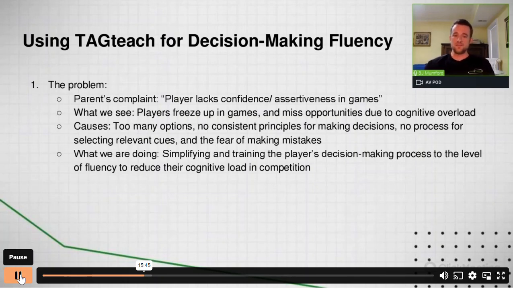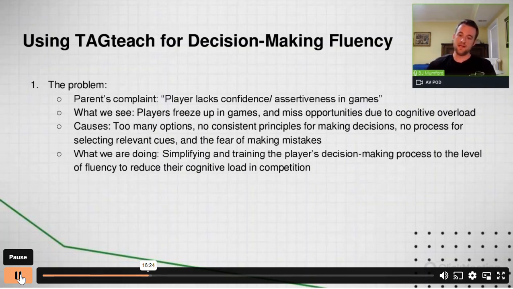So what we're doing is really trying to simplify the training of the player's decision-making process. We're trying to automate it in some ways to the level of fluency to really reduce their cognitive load in competition. Simplifying the decision so it can happen almost unconsciously allows their cognitive load to decrease, and they feel a lot less pressure and their mind is a lot more freed up to actually evaluate the higher-level strategy that needs to happen in a basketball game, because they're not frozen up by stopping and looking at all the different possibilities and trying to process all the information at once.